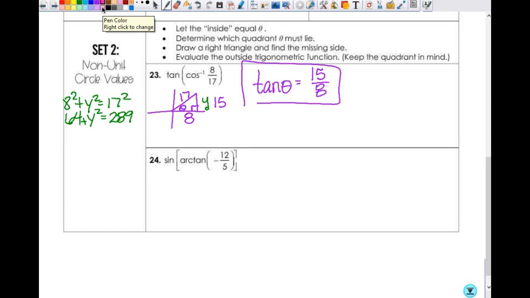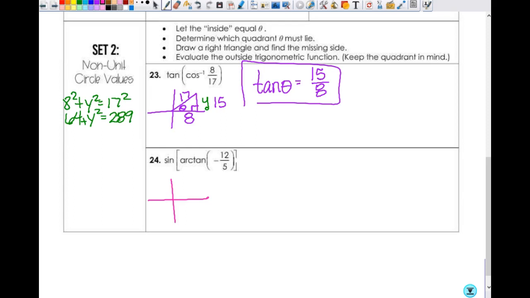Okay. All right, so number 24. Well, they're actually in the Quizlet thing that you were supposed to join forever ago, because I've been saying this since school started. All right, so sine of the arctangent of negative 12 over 5.